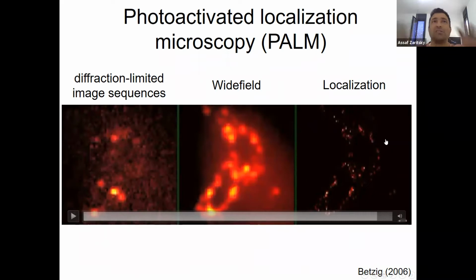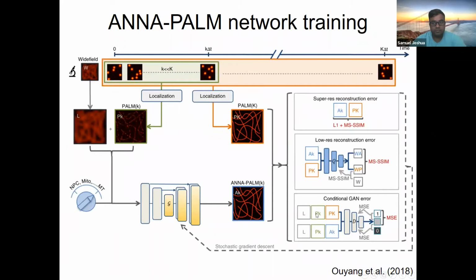And now we'll dig in. What you can see here in orange is the localization images, and you see this capital K, which is big compared to the small k, right? So you have here many, 10,000, 100,000 images of these diffraction limited spots, blinking fluorophores. Instead, we want to take k, which is much smaller than the capital K, frames, and use that in order to train a mapping between the small k to the large K image, okay?